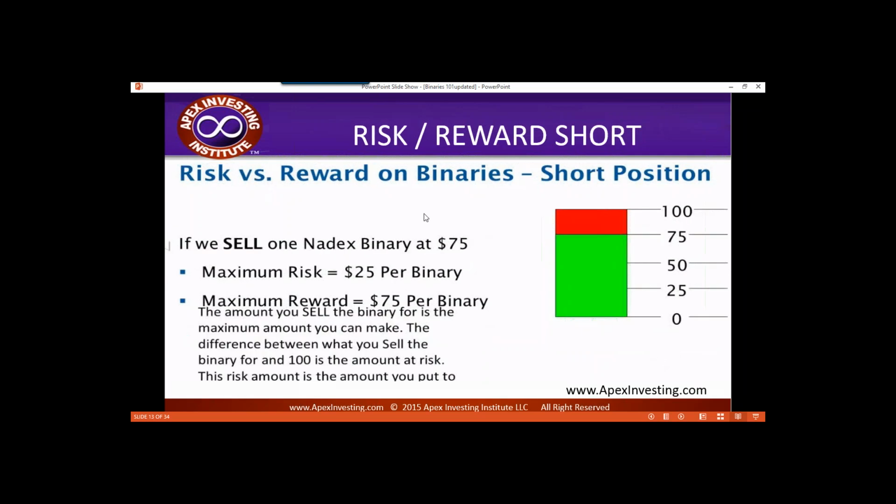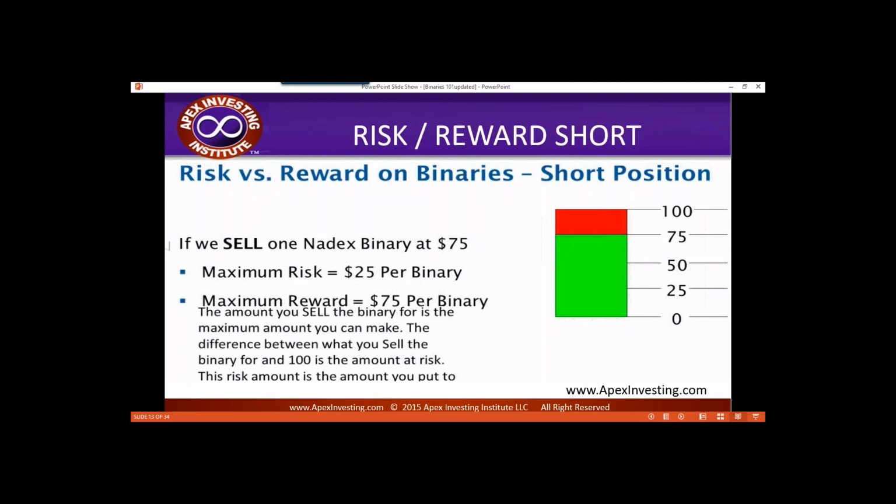So now let's look at the opposite side. Let's flip it around and say, what if I think the statement is false? What if I don't think the market will be above a certain amount? So I want to sell the binary.